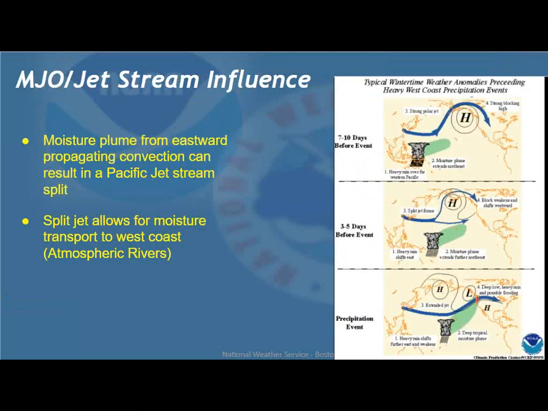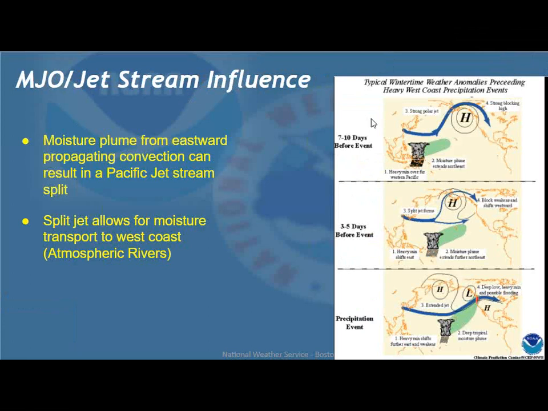So how exactly is this propagating pulse of convection way down in the West Pacific and the Indian Ocean impacting weather in the United States and New England? Well, when the MJO reaches the Pacific Ocean and it has all this moisture associated with it, that moisture plume has to go somewhere, right? So when it reaches the top of the atmosphere and spreads northward to the poles, it can result in a splitting of the Pacific jet stream.